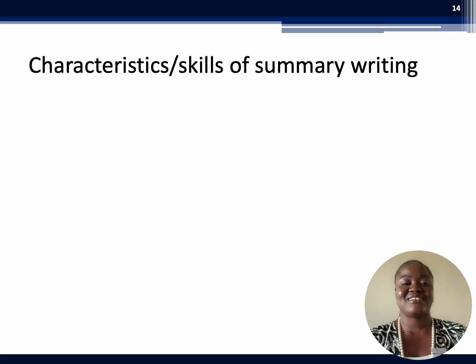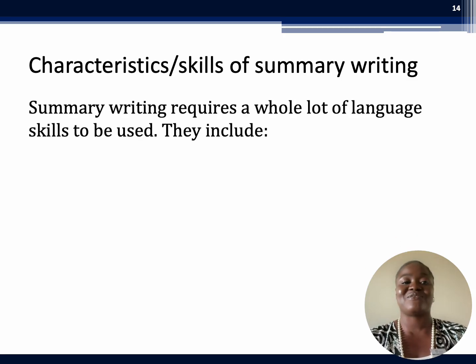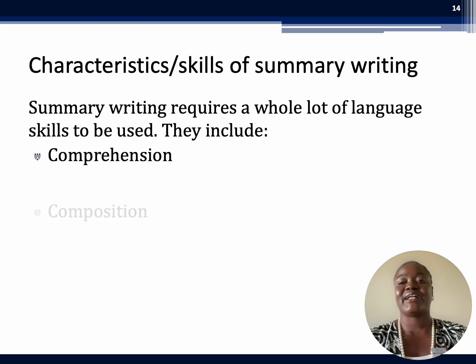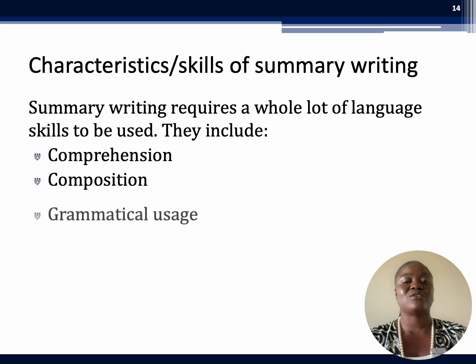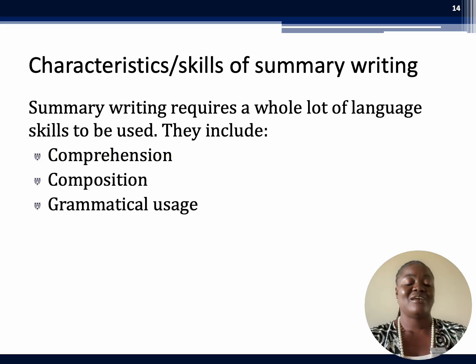So what are the characteristics of summary writing? Summary writing actually requires a whole lot of language skills to be used. It's a complex skill that integrates multiple language competencies. And these are the things that will help you understand why summary writing can be challenging. It's because you need to master several different skills simultaneously. So you have to have comprehension skills, composition skills, and know your grammar as well to be able to situate information as they should be.